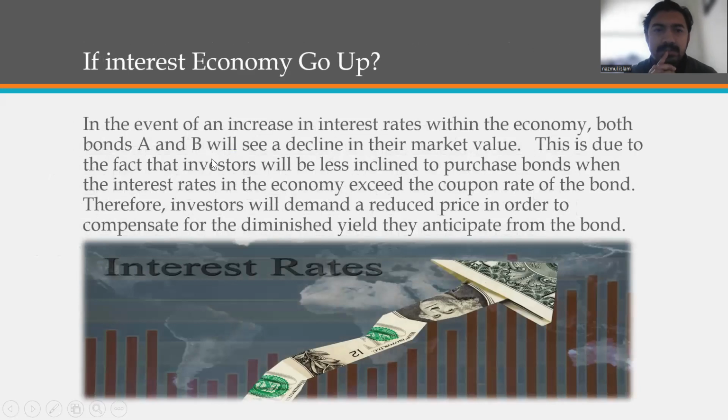So, in the event of an increase in the interest rate within the economy, both bond A and bond B will see a decline in their market value. This is due to the fact that investors will be inclined to purchase bonds when the interest rate in the economy exceeds the coupon rate of the bond. Therefore, investors will demand a reduced price in order to compensate for the diminished yield they anticipate from the bond.